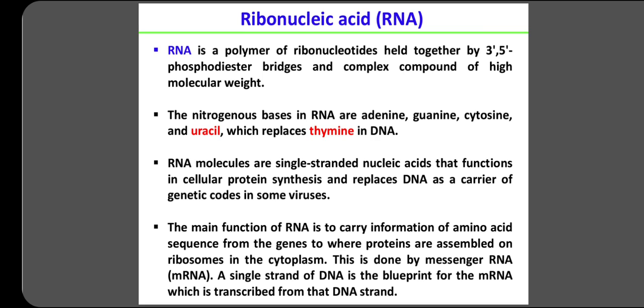The nitrogenous bases in RNA are adenine, guanine, cytosine, and uracil, which replaces thymine in DNA. We know DNA has thymine bases and RNA has uracil.